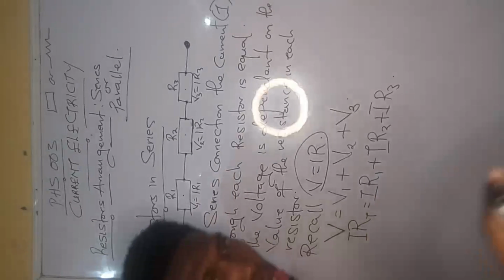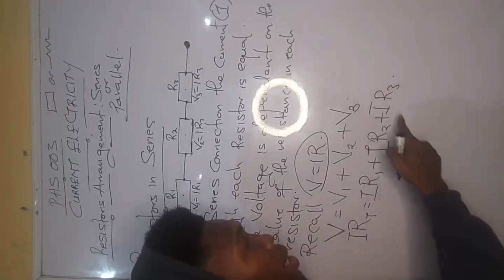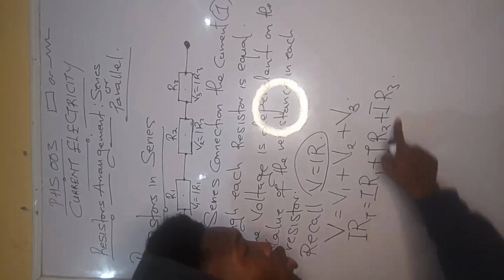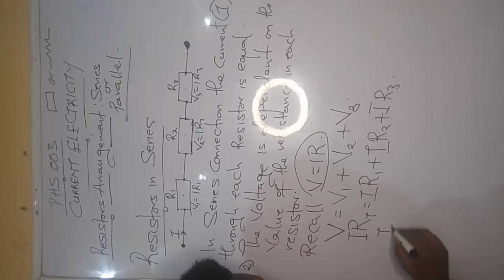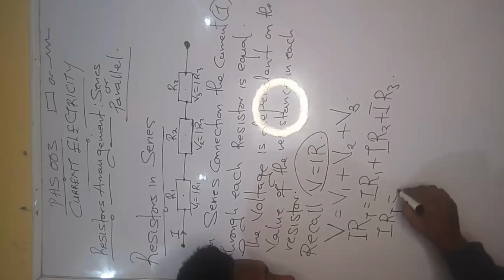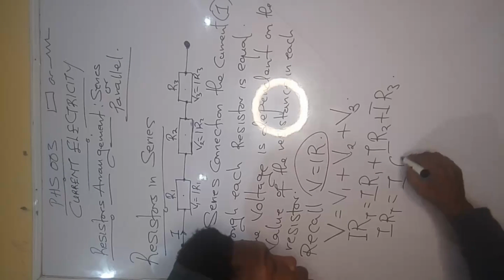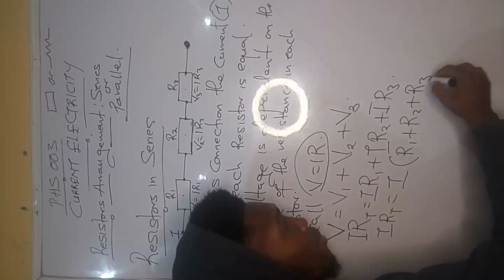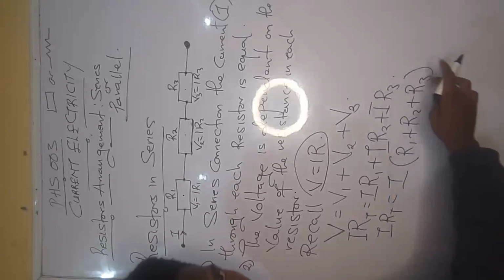Okay, who can tell me what I'm going to do next? What is common in all of them? I. As you can see, our I is common because it's the same current flowing through all of them. So I can just come here and say I R total is equal to I, which is common, times the bracket R1 plus R2 plus R3. Let me show you how I did this. We factorized.